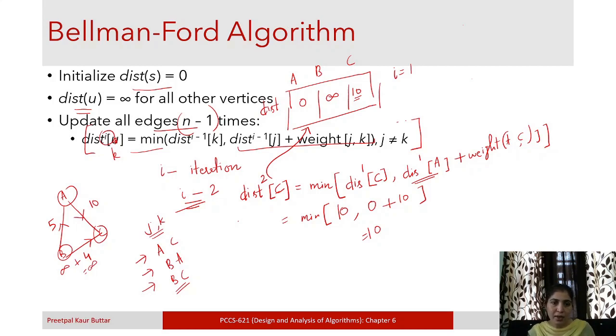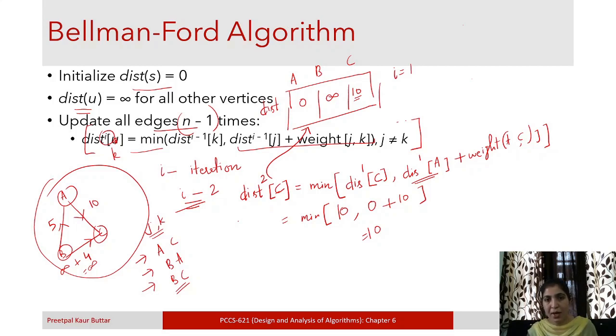So this is the final shortest path. From A to A the distance is 0. From A to C the distance is 10. And from A to B, if you look at this graph, there is no path, right? Therefore it is infinity.